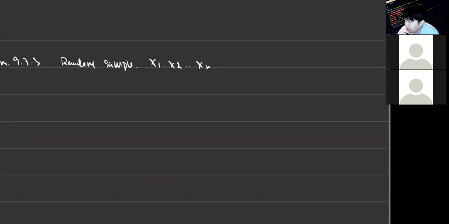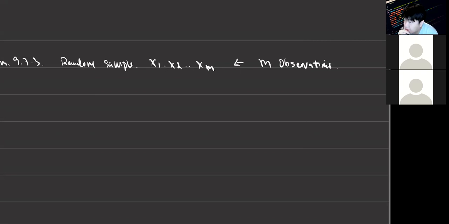So this is going to be theorem 9.7.3 first. In this theorem, first of all, we observe data, right? So the problem is going to say, here's a random sample. So let's start with a random sample, and say you have x1, x2, all the way to xn. I'm going to use a notation called M. So this random sample has M observations.